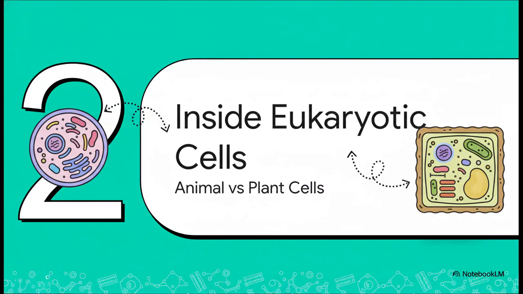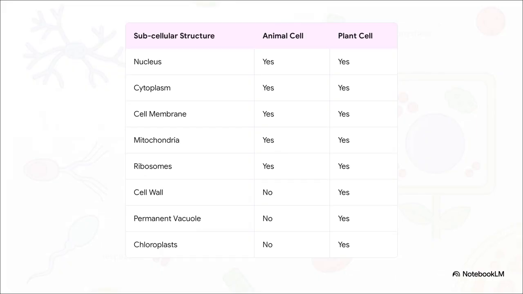Right, so let's zoom in a bit on those more complex eukaryotic cells. For your exam, you really need to focus on the two main types, animal cells and plant cells. We're going to look at what they have in common by comparing their subcellular structures, which, by the way, is just a fancy name for all the smaller parts inside a cell. And, really importantly, what sets them apart. As you can see, both of them share 5 key structures: the nucleus, cytoplasm, cell membrane, mitochondria, and ribosomes.